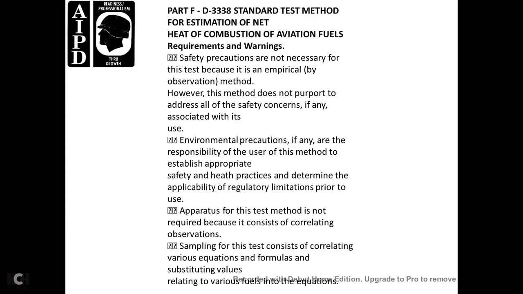Part D3338, standard test method for estimation of the heat of combustion of aviation fuels, and requirement warning. Safety precautions are not necessary for the test because it is an empirical, observation-based method. However, the method does not purport to address all safety concerns associated with its use. Environmental precautions, if any, are the responsibility of the user of the method. Establish appropriate safety and health practices. Determine the applicability of regulatory limitations prior to use. Apparatus is not required because the method consists of correlating observations, using various equation formulas and substituting values relating to the fuel into the equations.